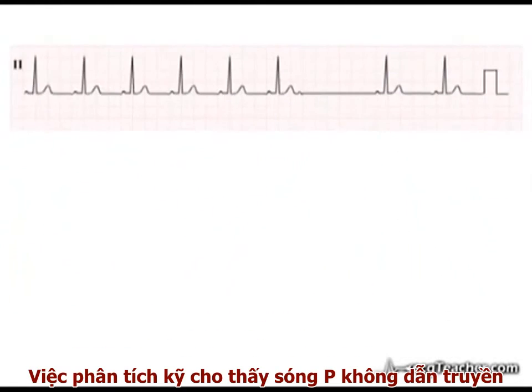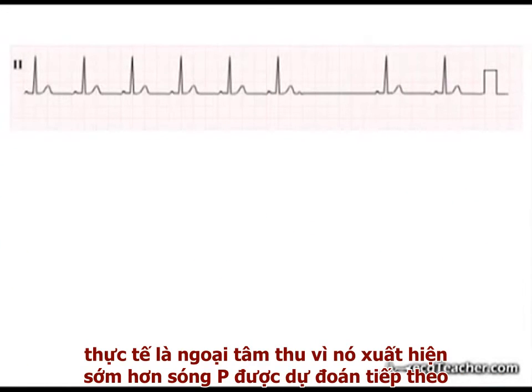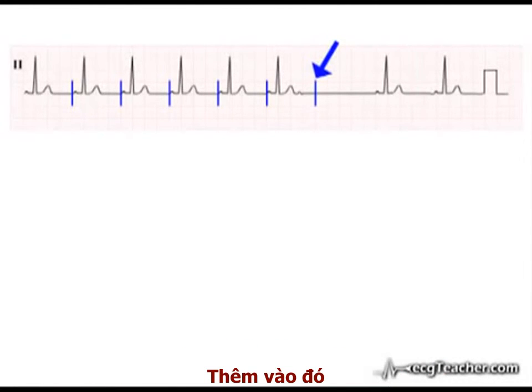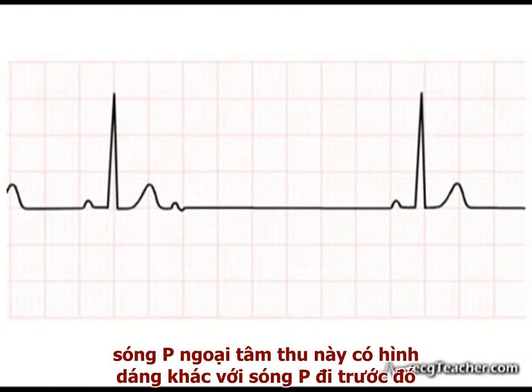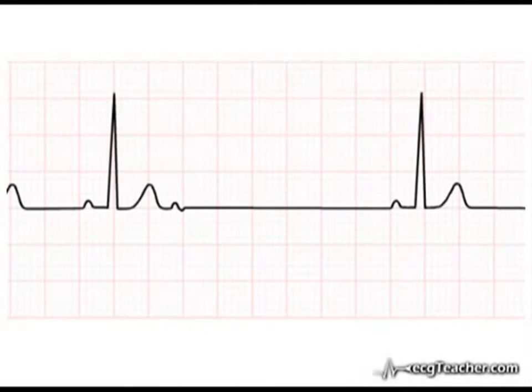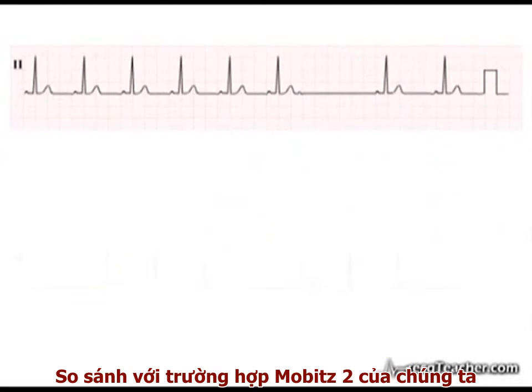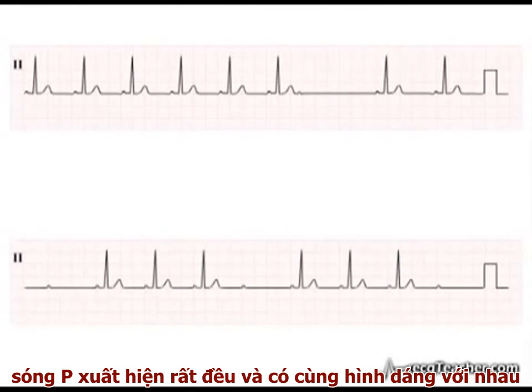Careful analysis demonstrates that the non-conducted P wave is in fact premature, occurring well before the next expected P wave. Also, as expected, the ectopic P wave has a different morphology than those preceding it. Compare this to our case of Mobitz type 2. The P waves occur with monotonous regularity and are of uniform morphology.